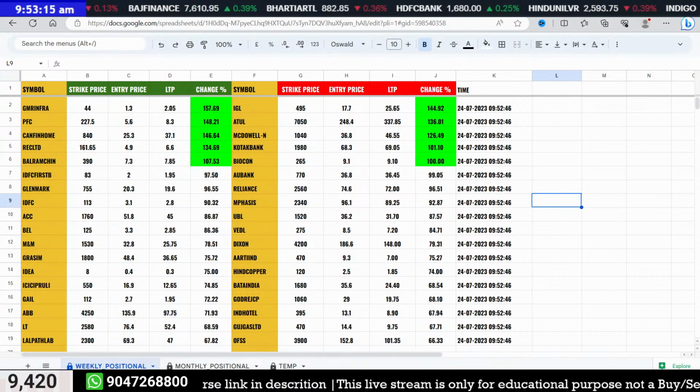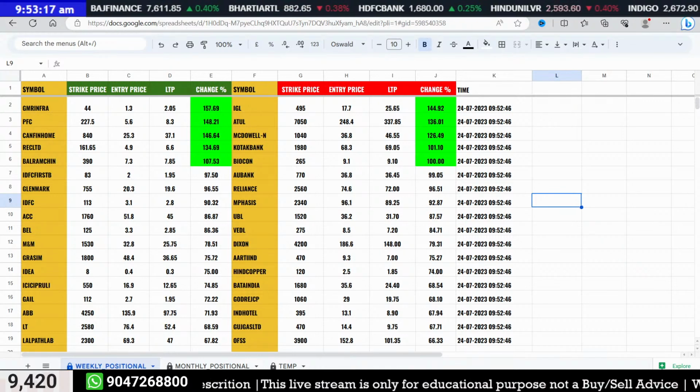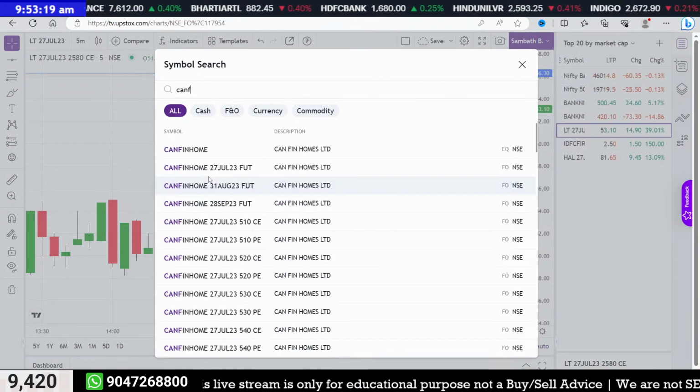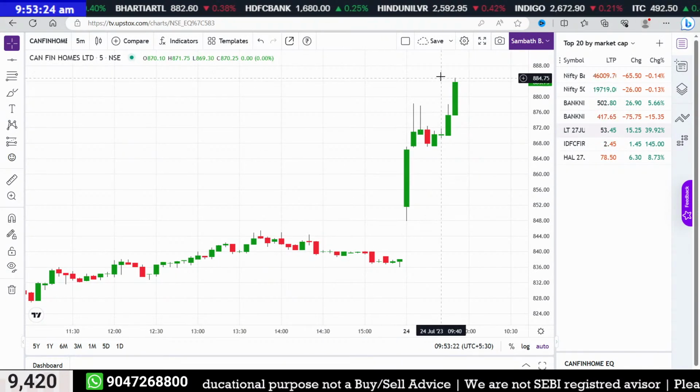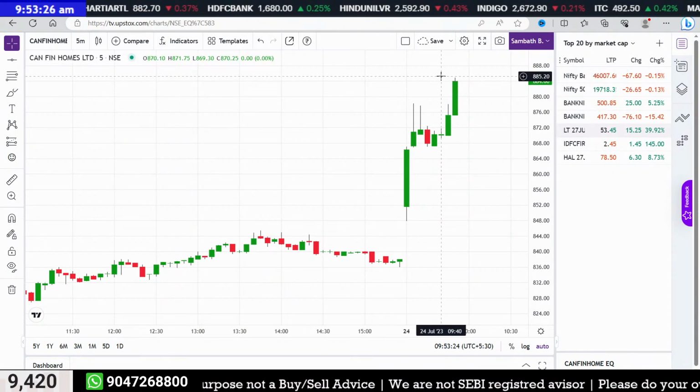Canfin has already started, boss. It has already moved higher and it was at the top from the beginning, gap up, and it still continues at the top.